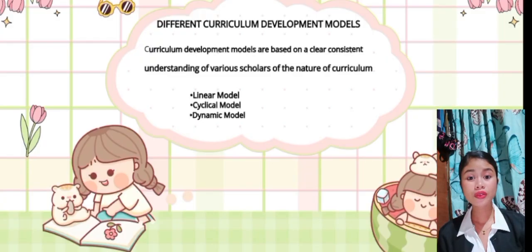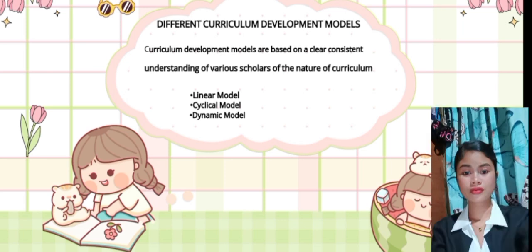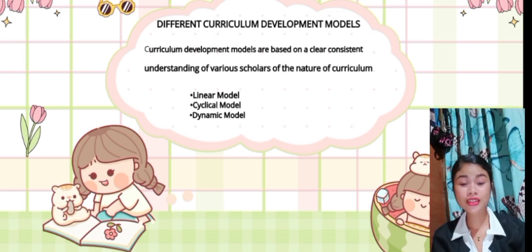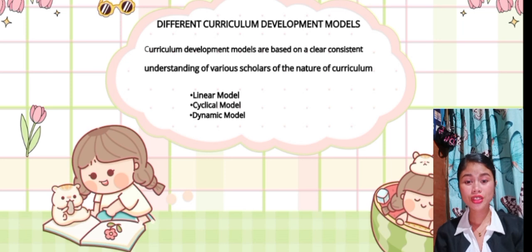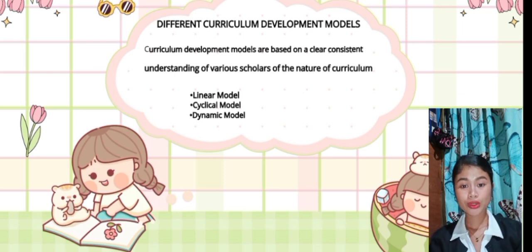The curriculum development models are based on the various scholars' clear, consistent understanding of the nature of curriculum. The different models are described in different ways, with different processes of curriculum development. The models in this chapter are presented according to three categories: linear model, cyclical model, and dynamic model.